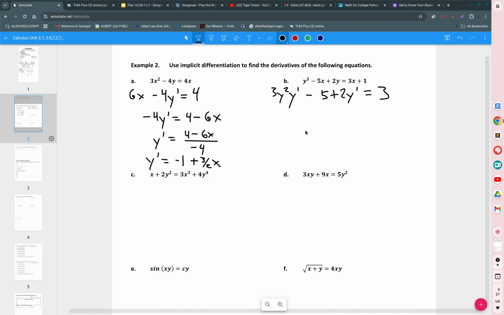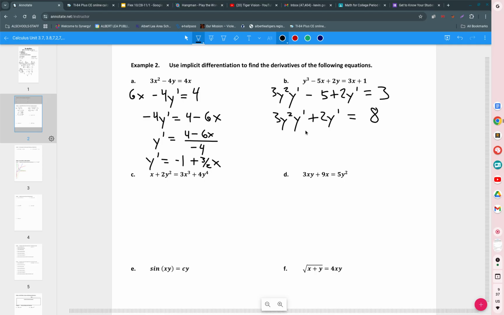What's different about this example compared to the first one? There's 2 y primes. We've taught you how to prepare for this back in college algebra. First of all, I'm going to get everything that doesn't have a y prime on the other side and everything that does have a y prime on the left side. So I have my y primes on the left side, and over on the right side, I now just have 8.